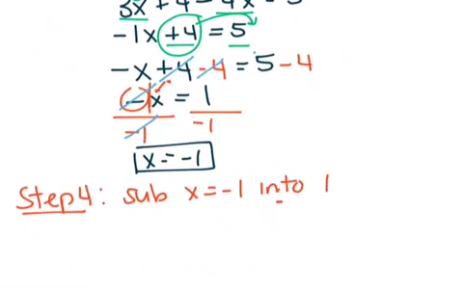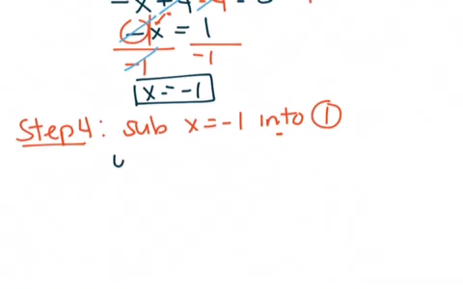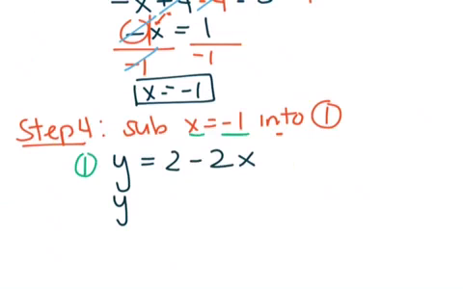So let's copy down 1. And I can see that my equation 1 is right here because I've been labeling everything. y equals 2 minus 2x, so I'm going to copy it down below. So I've got y equals 2 minus 2x. That is our equation number 1. We're going to sub in x equals negative 1. So every time I see an x, I'm going to write negative 1. So I've got y equals 2 minus 2 times negative 1.